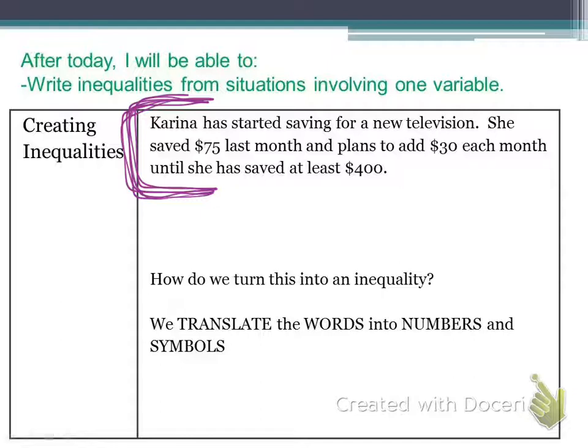How do we turn it into an inequality? We translate words and numbers into symbols. This isn't very difficult. For those of you who know Spanish, you translate Spanish and English all day long. With this, instead of Spanish to English, it's math to English or English to math. Make sure you have that example written down. Remember, don't write down any of the black stuff that's not examples. Next page.